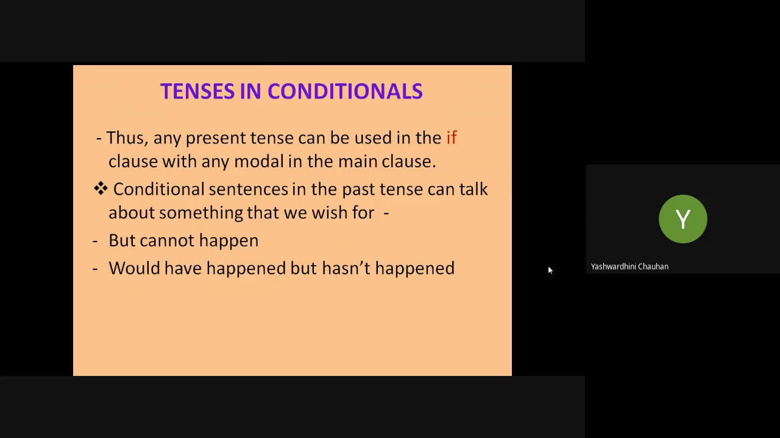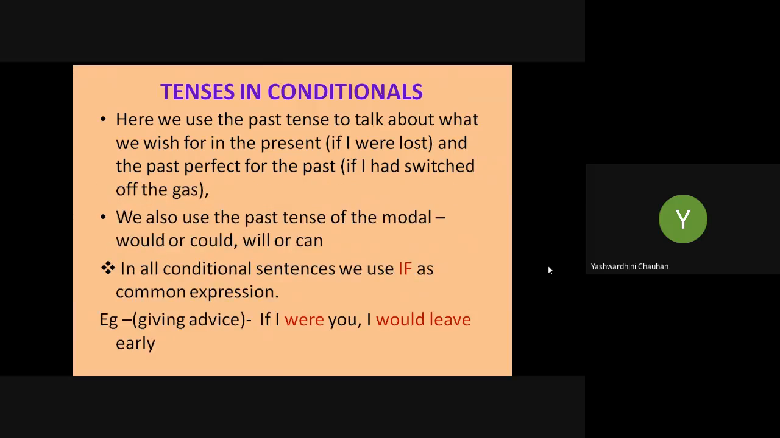Conditional sentences in the past tense can talk about something that we wish for, but cannot happen. It would have happened, but hasn't happened. So these are the areas which you have to keep in mind. Here we use the past tense to talk about what we wish for in the present, if I were lost, and the past perfect tense for the past, if I had switched off the gas. We also use the past tense of the modal, would or could, for will or can. In all conditional sentences, we use if as a common expression.